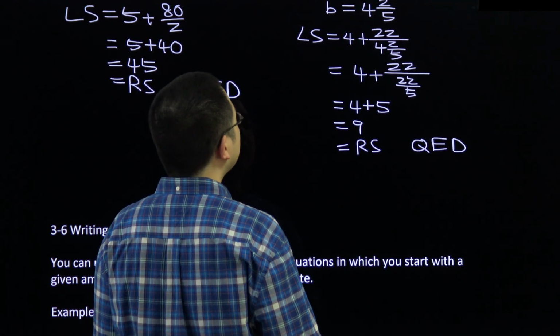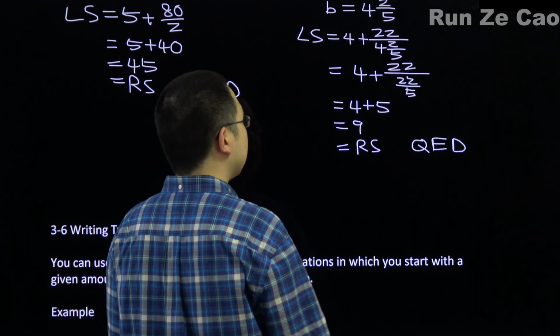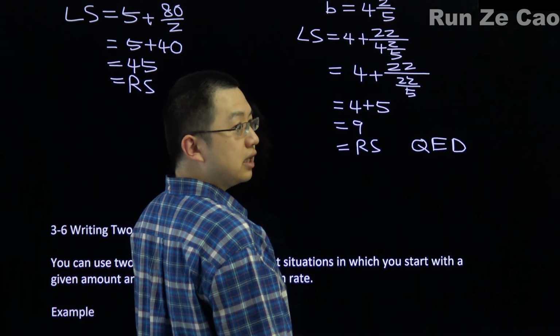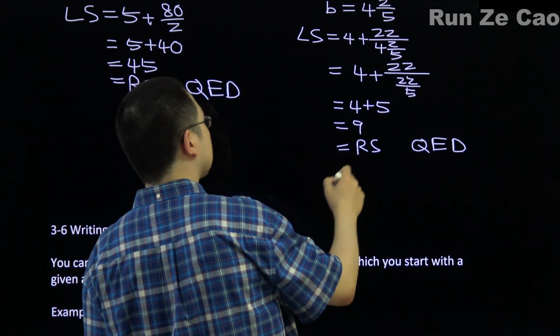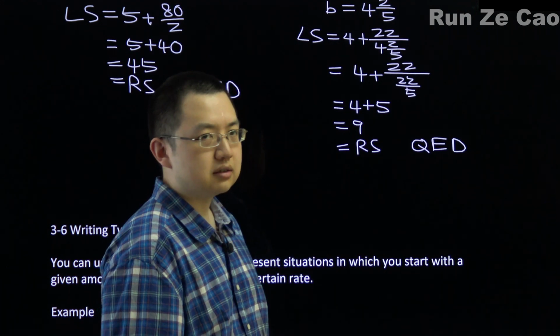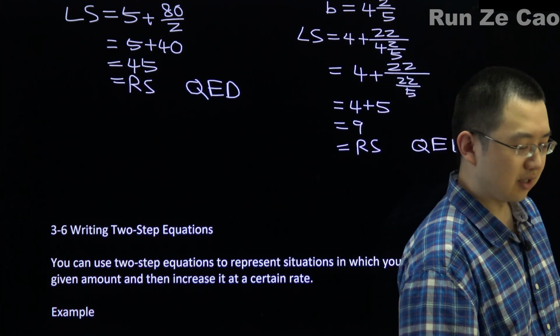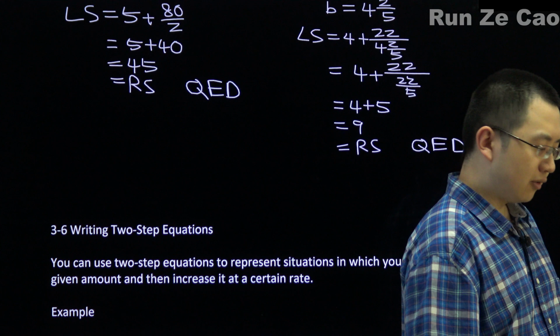Now, depending on teacher preferences, just going left side equals all the way to equals right side might not be very appreciated. Like you might need to put right side equals 9, therefore left side equals right side at some point. Just be careful. Conventions may vary. Yeah, of course, the usual disclaimer.